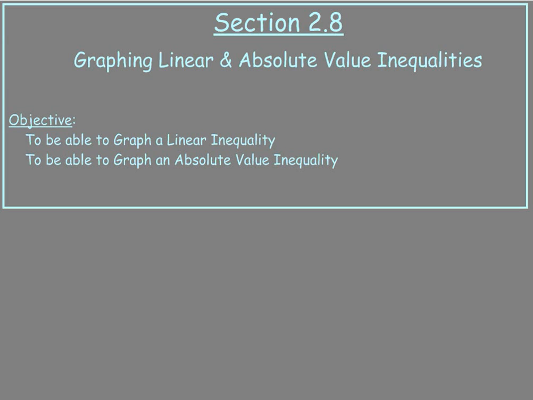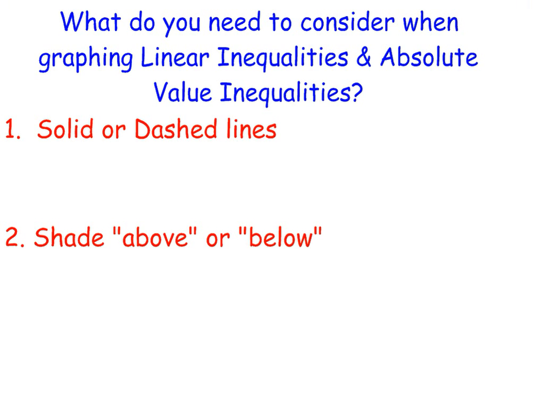Today we're going to look at section 2.8, graphing linear and absolute value inequalities. Our objectives are to graph a linear inequality and to graph an absolute value inequality. So we need to consider two things when graphing our inequalities, and we're now in two variables as opposed to one variable. So now when we graph, we're going to be on the coordinate plane, not a number line.